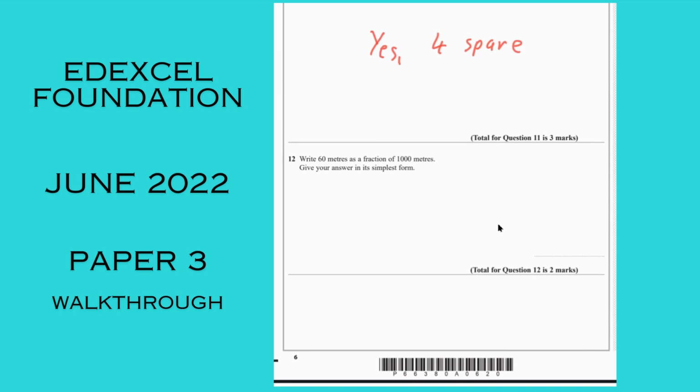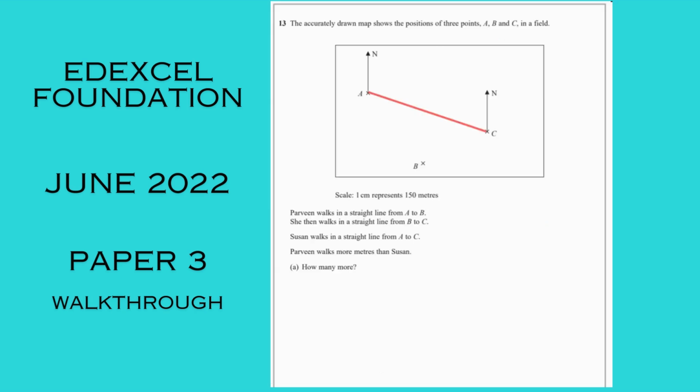Number 12, give your answer in its simplest form, don't forget. You can either do it mentally, looking off zeros, dividing by 2, and all that. But on a calculator paper, you could just type that in, hit the equals sign, and let the calculator do the rest.